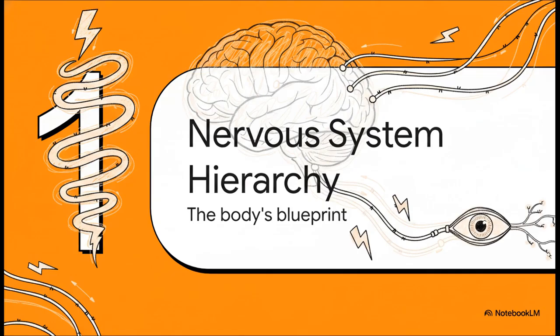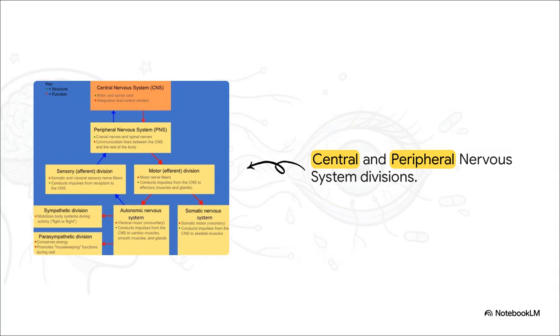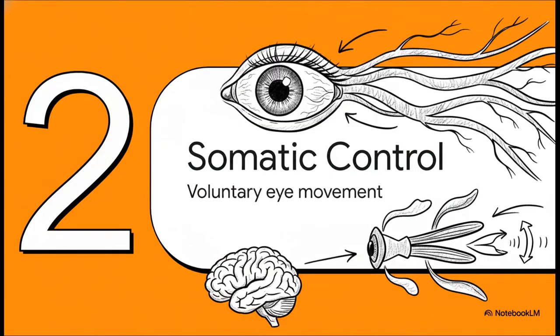We really need to start at the very top of the blueprint. At the highest level, there's a very clear separation of duties. The central nervous system, that's your brain and spinal cord, acts as the main command hub. Then you have the peripheral nervous system, acting as the communication lines, hooking that hub up to the rest of the body. From there, it splits. You've got sensory inputs traveling up and motor outputs traveling down. And for us in optometry, we are intensely focused on that motor division, how the brain actually tells the eye what to do. That takes us right into part 2, somatic control in the eye.